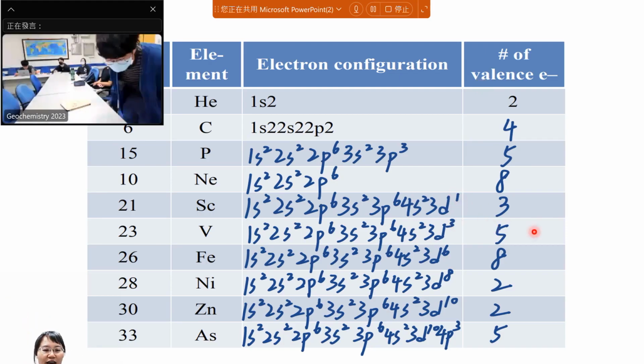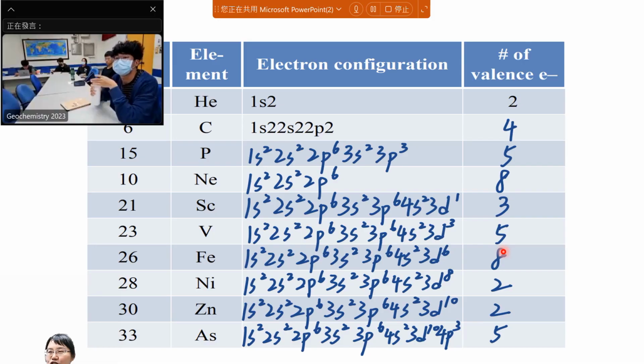Here, we actually have some error. I don't know how many of you have seen iron 8+. What are the typical charges of iron? We will discuss this later.